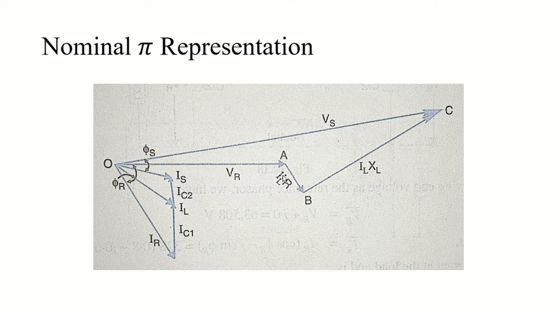Then the current IR will lag behind VR by angle phi r, which happened in the nominal T as well. Remember, this is my current IR and it is lagging from my VR at angle phi r.